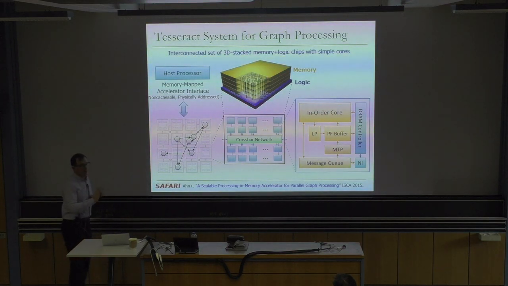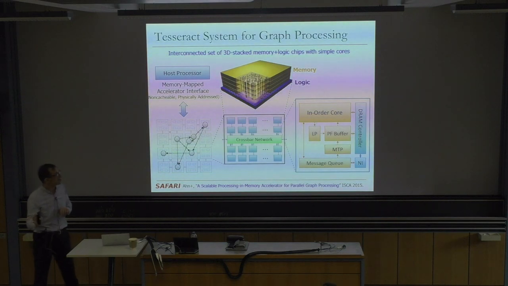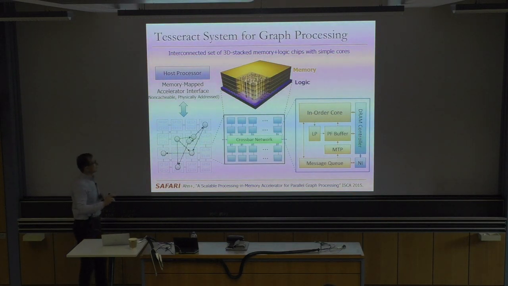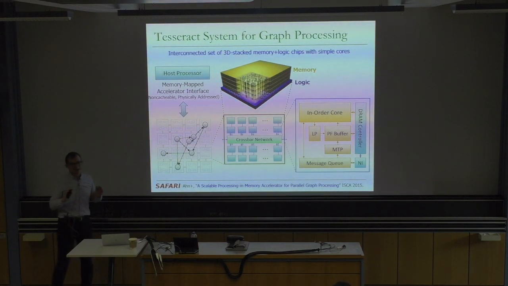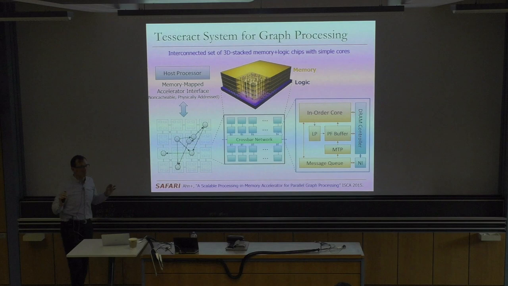So basically, the programmer partitions the graph on top of these chips, and within the chip across the vaults, and rewrites the graph application such that computations that are done on top of graph nodes are shipped as function calls to the cores that house the graph nodes. Make sense? This may be familiar: this is a message passing based system. So basically, you're sending messages to the cores that house the data.